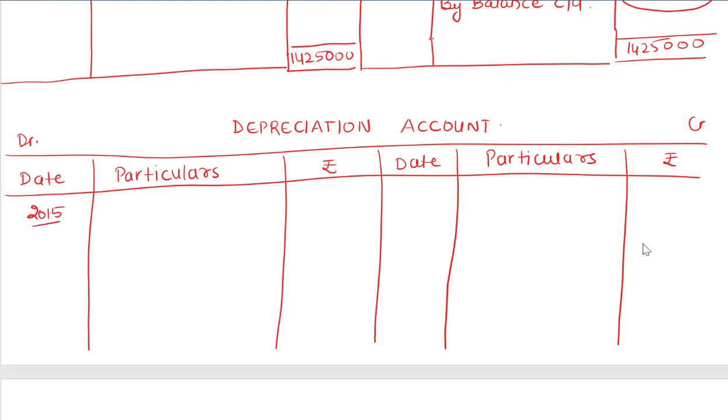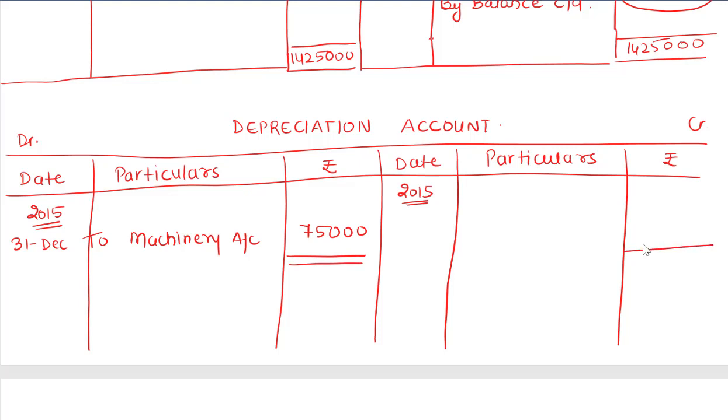First of all, do it for 2015. 31st December, to machinery account, 75,000. Transfer this 75,000 to profit and loss account on the same day. So 75,000 over here. The date would be 31st December, by profit and loss account.